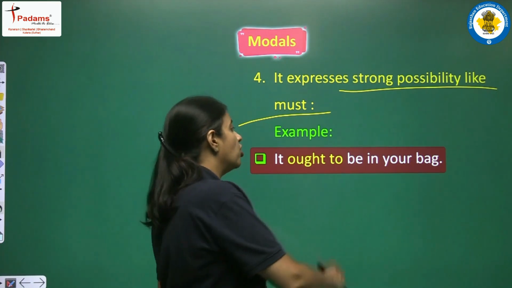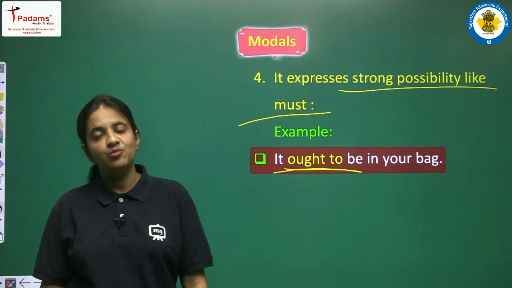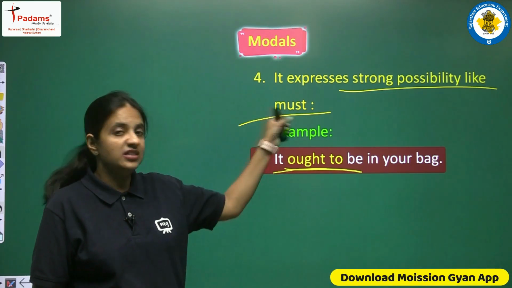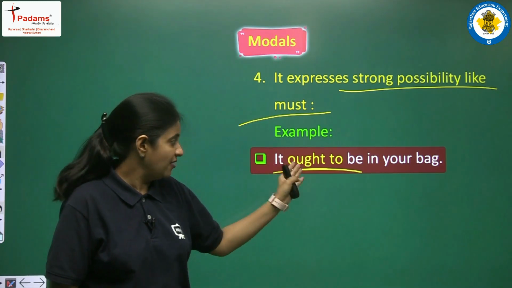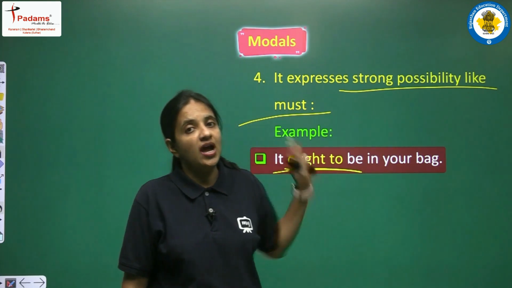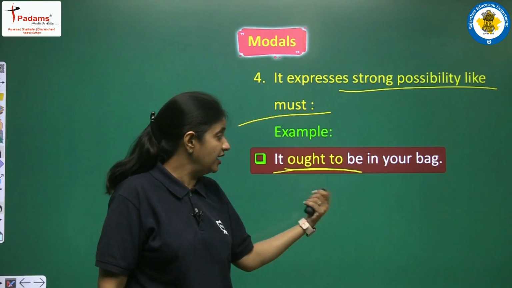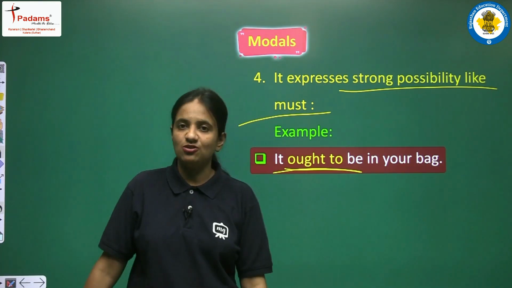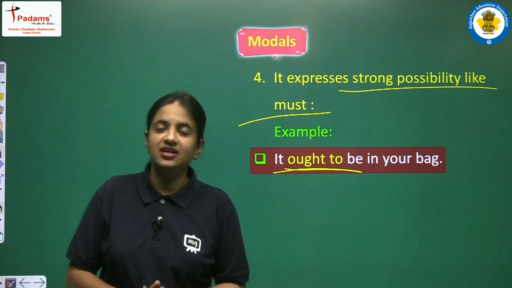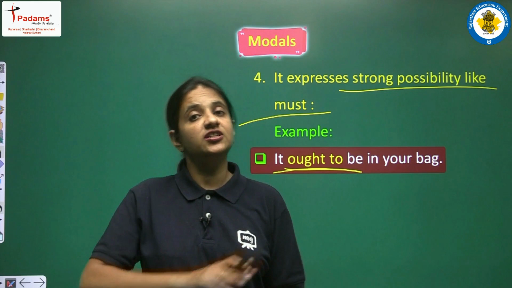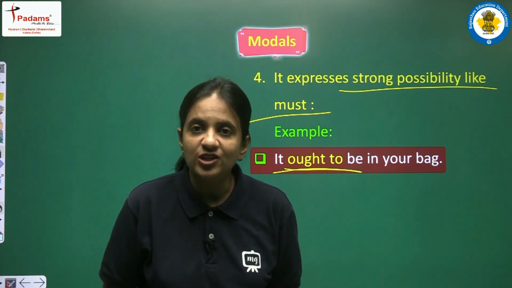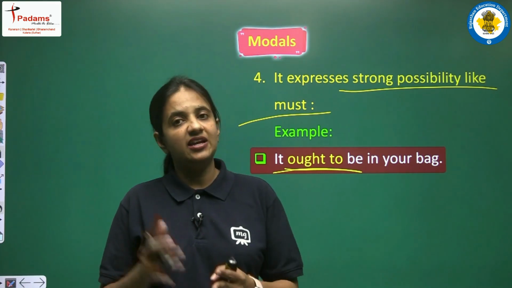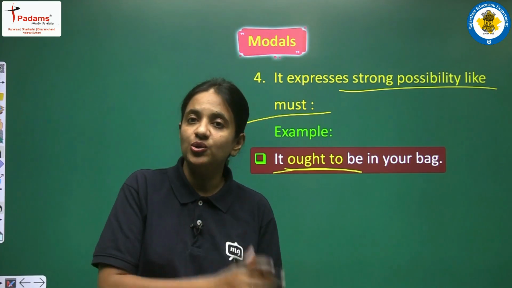The example is, it ought to be in your bag. With the help of ought to we can show a strong possibility of something, just like must is used for, and the example here is that it ought to be in your bag. So we are showing the possibility that this thing ought to be in your bag only. Okay, so these are the different uses of ought to. One important thing here is that ought to is majorly used just like should, when we are trying to show moral duties, moral responsibilities, or we can say ethical values. Then we can use should also, and we can use ought to also.